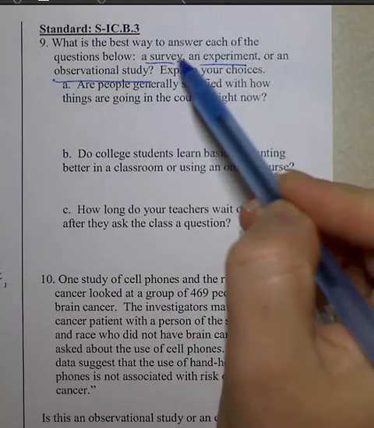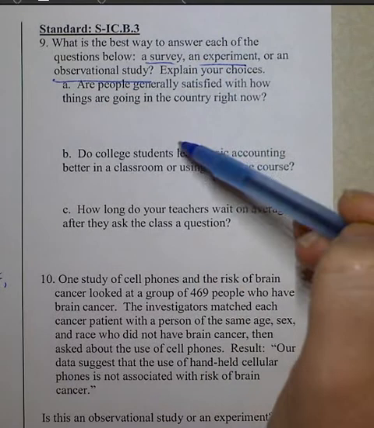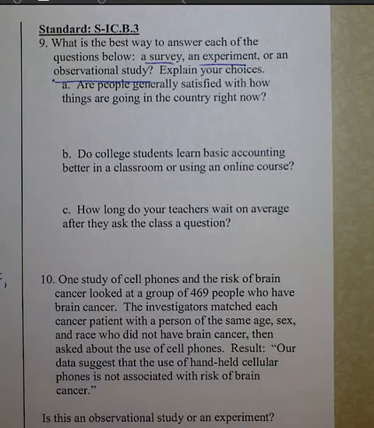We're going to now take these three types and apply them to the three questions. So I'll read them out loud. Are people generally satisfied with how things are going in the country? We want to know that. Are people happy with the way the country is going? Do you think that can best be done with a survey, doing an experiment, or an observational study? The next one, do college students learn basic accounting better in the classroom or an online course, kind of like Ingenuity, or being taught in the room with a teacher? And lastly, how long do teachers wait on average after they ask the class a question? So I asked you a question, how long do I wait before I provide the answer?